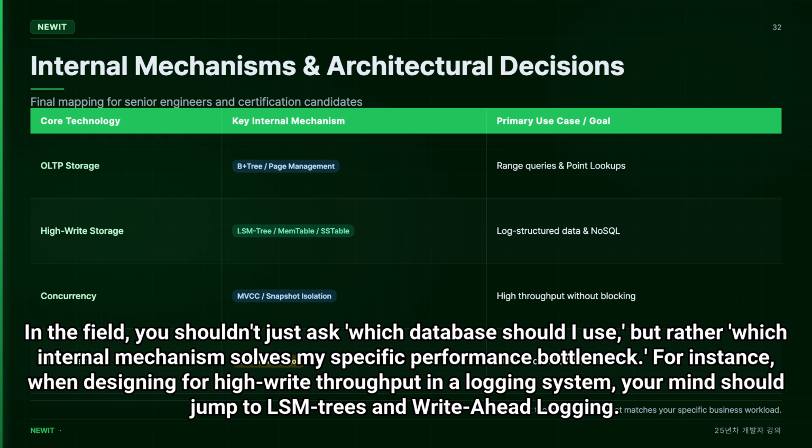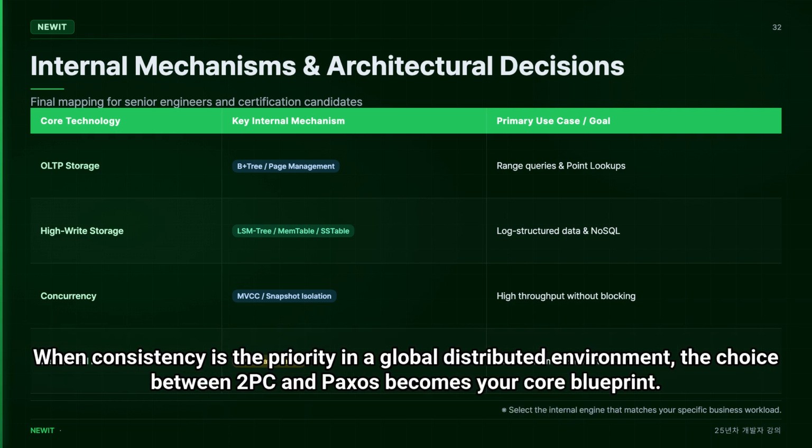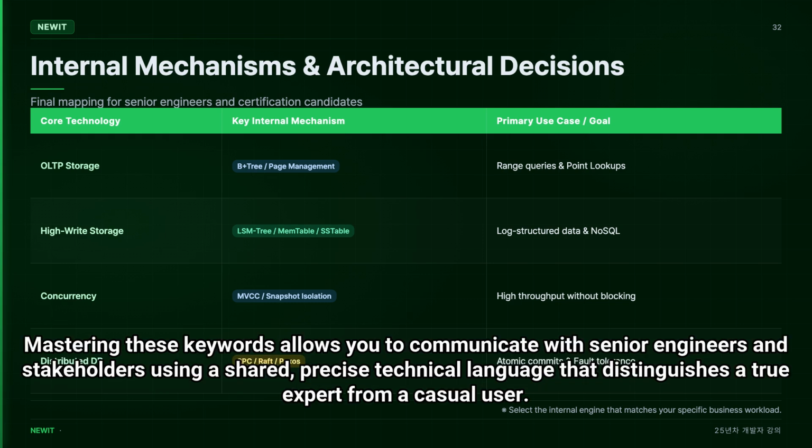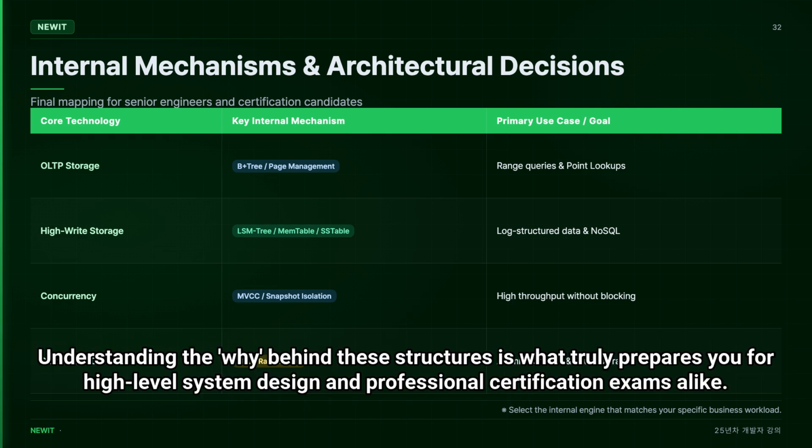When consistency is the priority in a global distributed environment, the choice between 2PC and Paxos becomes your core blueprint. This table summarizes the key pillars we have covered: storage structures, concurrency control, and distributed consensus. Mastering these keywords allows you to communicate with senior engineers and stakeholders using a shared, precise technical language that distinguishes a true expert from a casual user. Understanding the why behind these structures is what truly prepares you for high-level system design and professional certification exams alike.